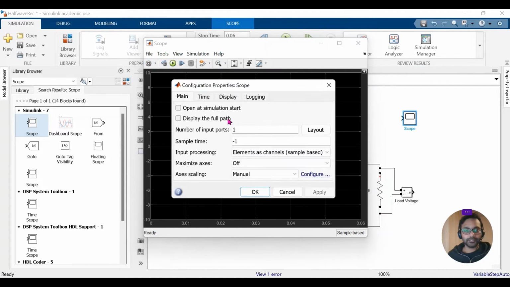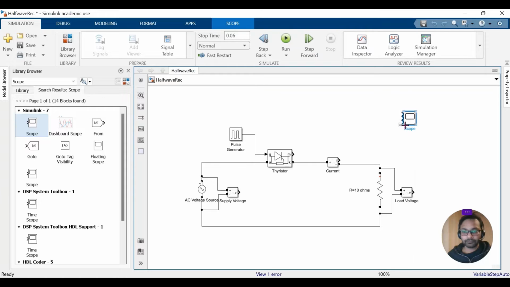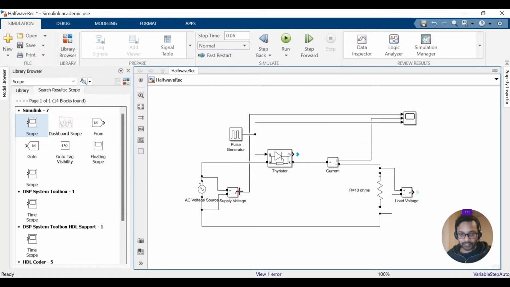So let's change the number of input ports to 3. The bottom input, I'm going to connect to the pulse generator, the second one I'm going to connect to the current, and the first input I'm going to connect to the supply voltage. Okay, so that's my scope.